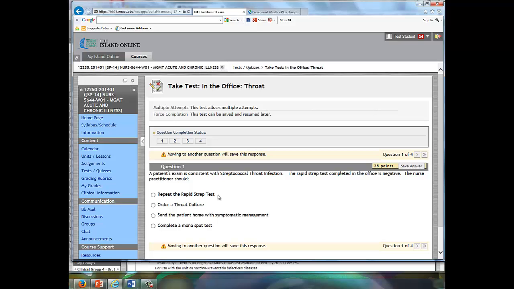So streptococcal throat infection, they're ill, right? If your exam is consistent with streptococcal throat infection, you want to kind of get to the bottom of it. So I wouldn't send them home with symptomatic management and complete a mono strep test.